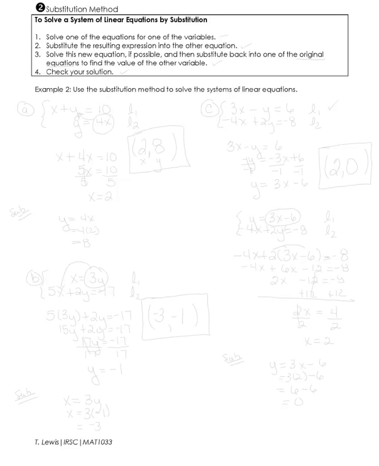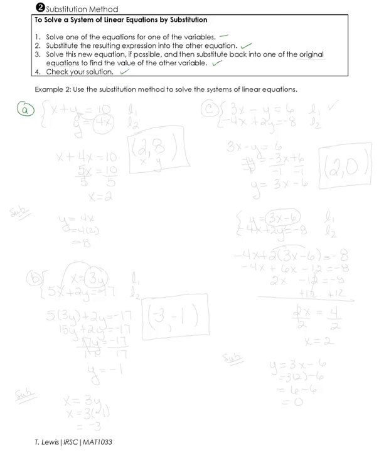A second way to solve a system of linear equations is by substitution. What we have to do here: solve one of the equations for one of the variables, substitute the resulting expression into the other equation, solve this new equation if possible, and then substitute back into one of the original equations to find the value of the other variable, and then we can check our solution.